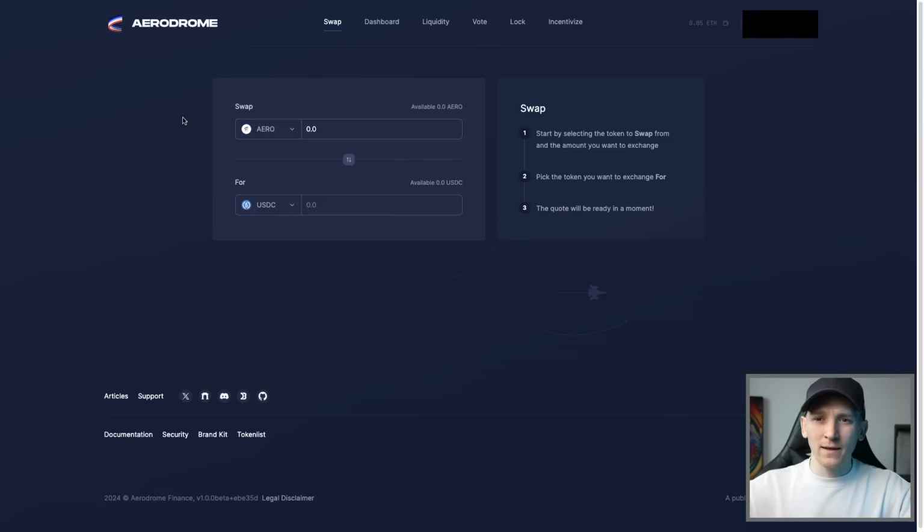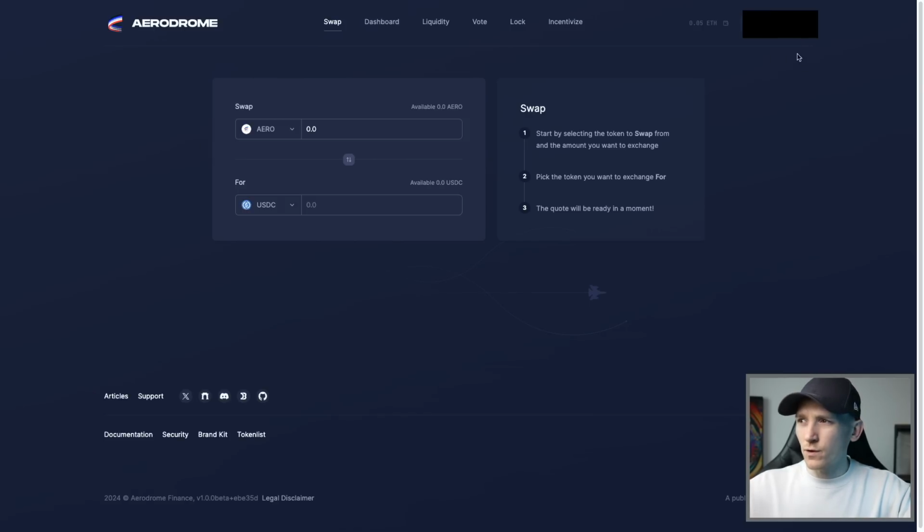Aerodrome is actually a bit like Curve Finance, if you've ever used that on the Ethereum mainnet. But this is on the Base network, so very, very cheap fees, which is obviously good for us. It has its own liquidity pools, so we can swap any assets that are on the Base network, which isn't a massive list right now, but it's growing, and you're getting much cheaper fees. And obviously we can earn trading fees from traders on Base as well.